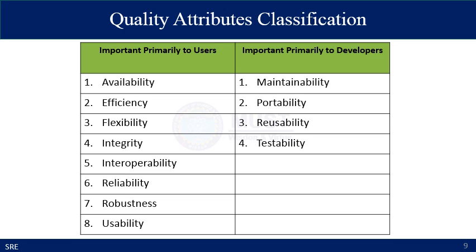Users want the best product, which serves their purpose best, and developers want the same thing, but additionally they want their product to be easy to manage and easy to change. So here is the table that represents two different sets of important primary quality attributes with respect to users and with respect to developers. As you can see, availability, efficiency, and flexibility or integrity, along with reliability and usability of the product, are very important to the user.